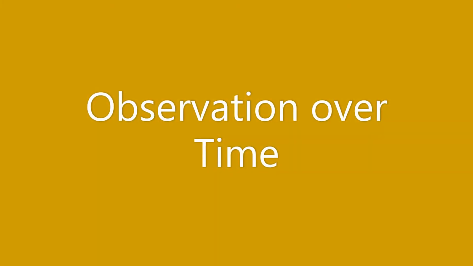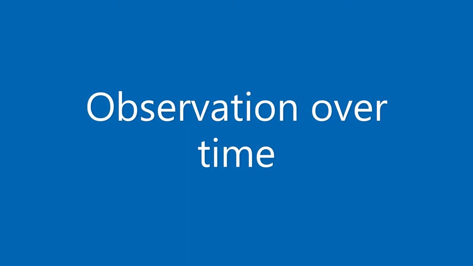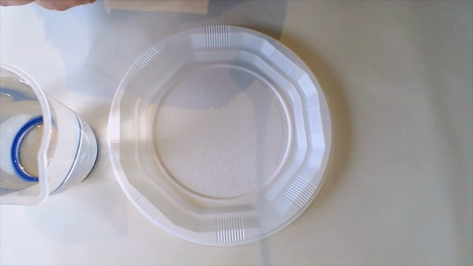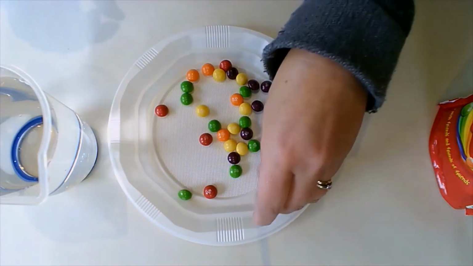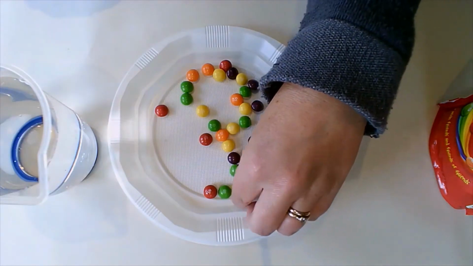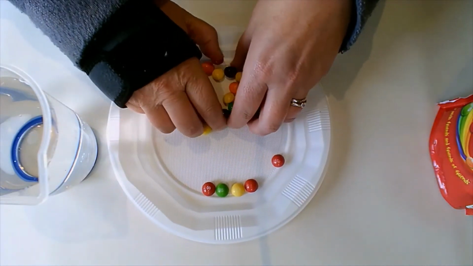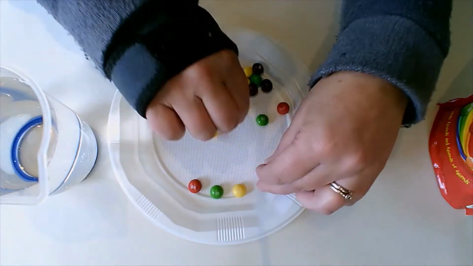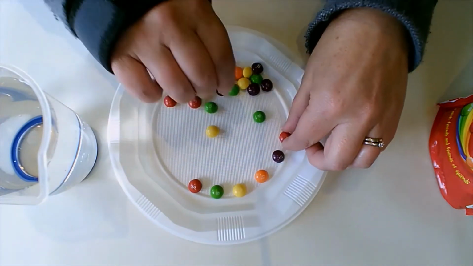Observation over time. So in this activity, we're going to set something up that you could do in class. You just need a plate. White works better. Some Skittles. I have found that the little equivalent do work as well. And some cold water. And all I'm going to do is arrange the Skittles on the plate into a pattern.